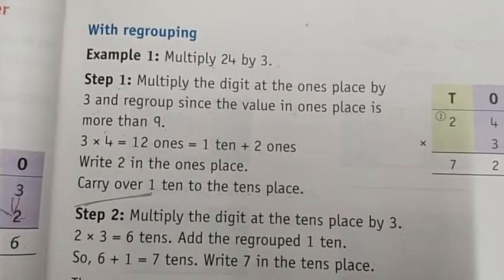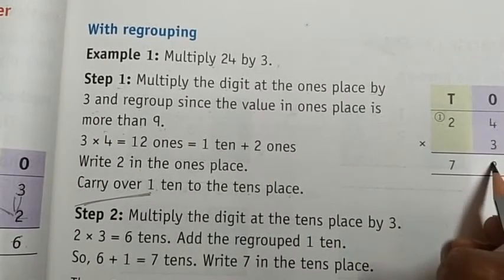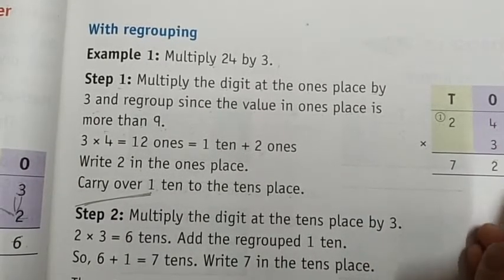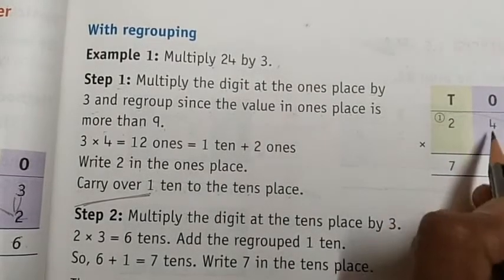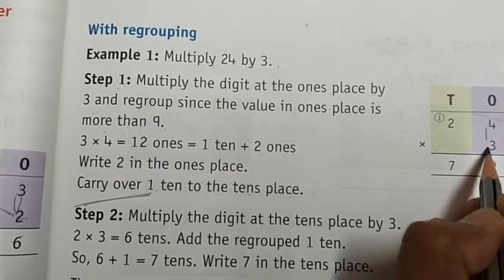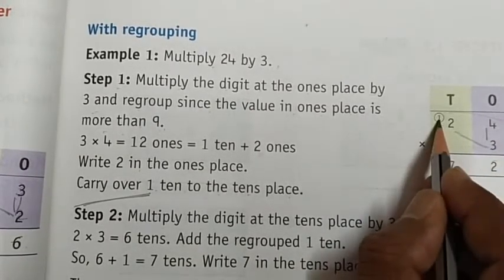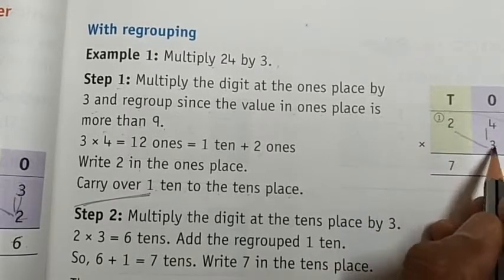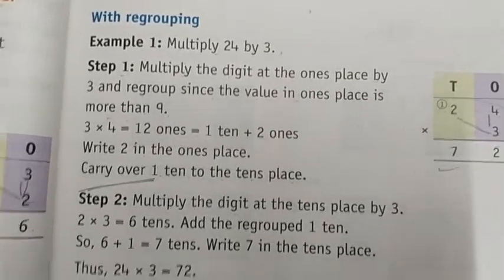So I'll explain you here. 24 into 3, 3 4s are 12, write down 2 out of 12 here, 1 you have to take down as carry, as we do in the addition, same thing, right? Then 3 2s are 6. We need to add this carried number to the product. 6 plus 1 is 7. This answer is 72. Right?